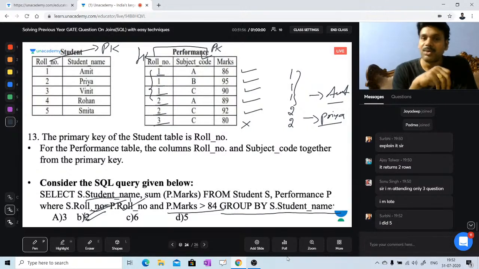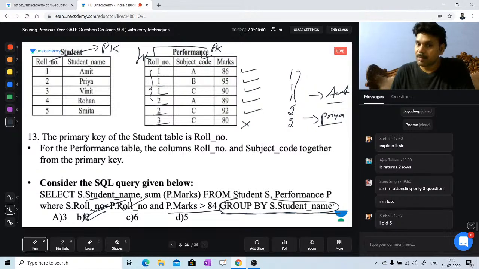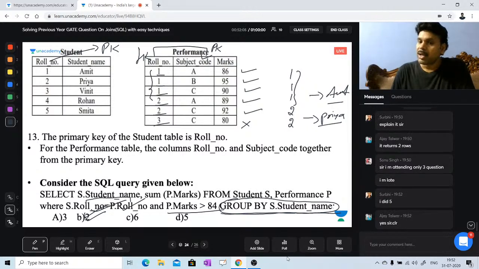5 rows? No, no, no. Observe this. Actually, if group by S.student name is not there, then your answer is 1 2 3 4 5 only, no doubt. I too agree, but he said very clearly student.name you need to group by. The ones belong to Amit and the twos belong to Priya, therefore they will be clustered together. You got Amit and Priya only.